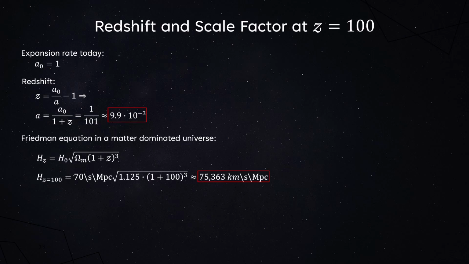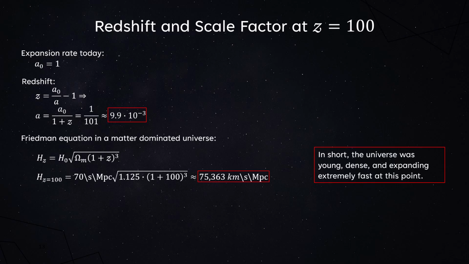Redshift and scale factor at z equals 100. So our expansion rate today is 1, and the calculated scale factor we did was 9.9 times 10^-3. Using these values in the Friedmann equation, we find a Hubble parameter of 75,363 kilometers per second per megaparsec.